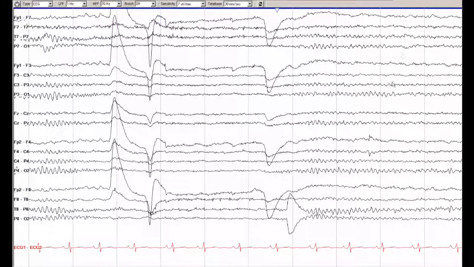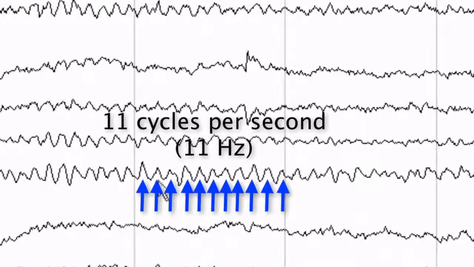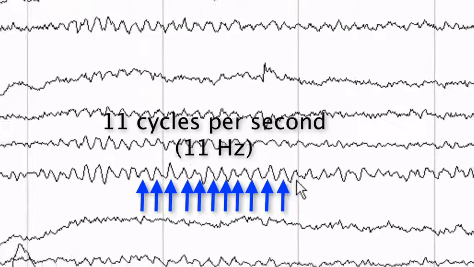The best way to measure the frequency of the alpha rhythm is by looking at 1 second of artifact-free recording with the eyes closed, as I have outlined here. Looking carefully at this segment, we can see that the frequency is 11 Hz, and we have our second characteristic of the alpha rhythm.